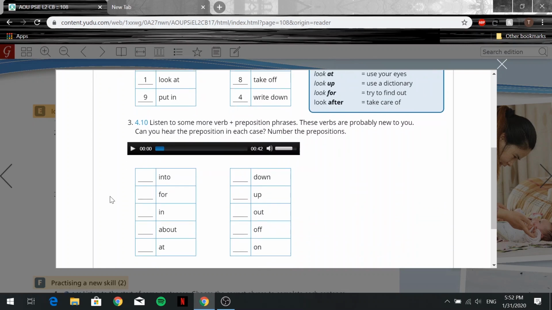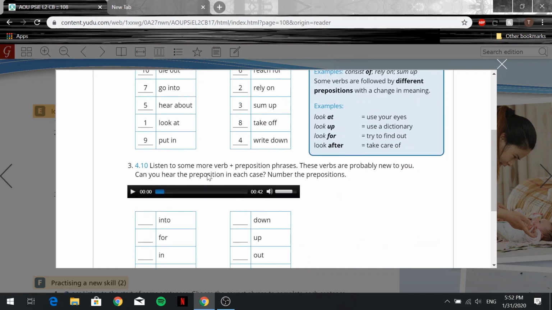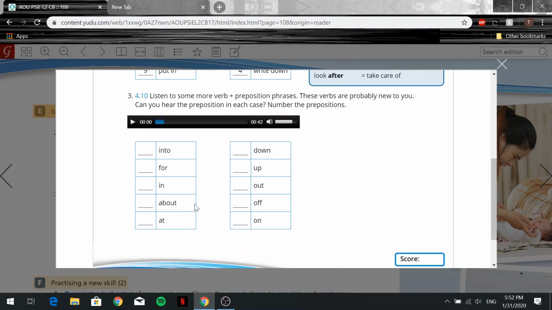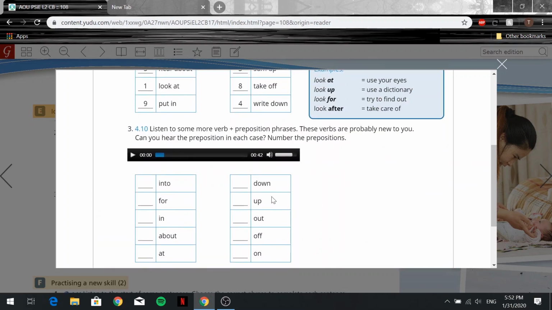So now let's go to exercise 3. Listen to some more verb plus preposition phrases. These verbs are probably new to you. Can you hear the preposition in each case? Again, we're going to number the prepositions themselves and not the verbs. Here we go. Track 4.10.